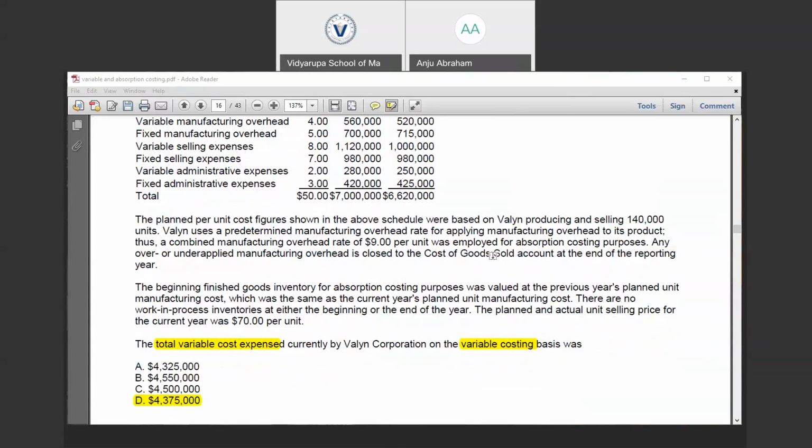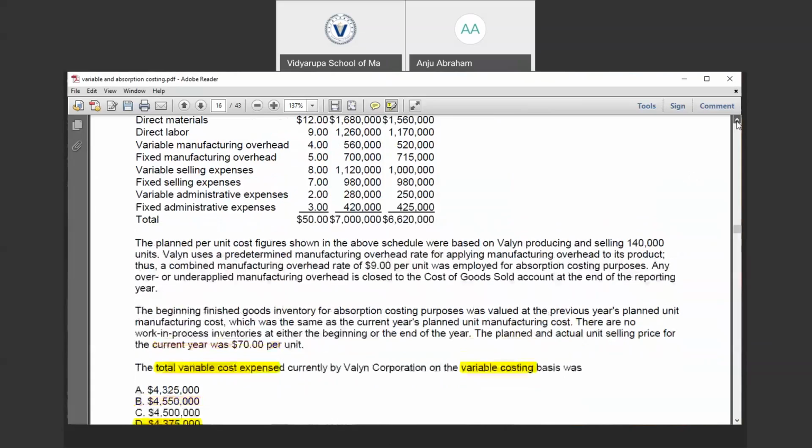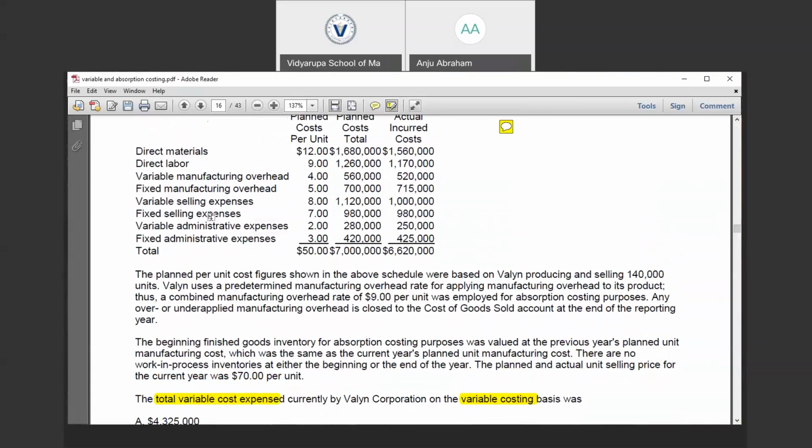So why did we take the actual incurred cost? Let's take the actual incurred cost itself. What are the variable selling expenses? 1 million, and variable administrative expenses 250,000, which is 1 million plus 250,000. It is 1,250,000. And what is the direct material actually incurred? 1,560,000 plus 1,170,000 plus 520,000. It is 3,250,000.